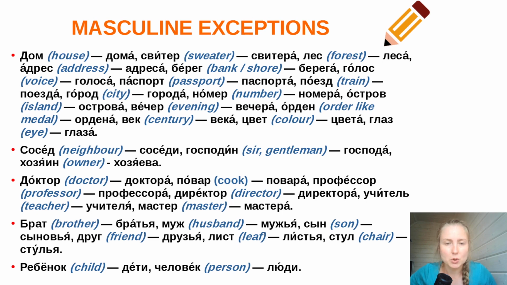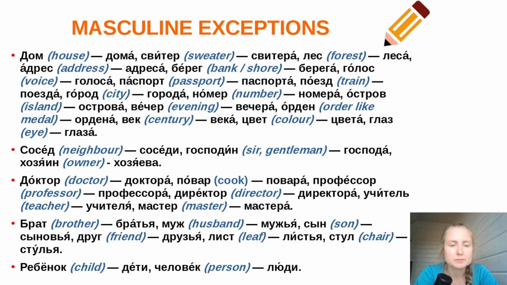Okay, the third group, it's the so-called some Russian professions. They are доктор, доктора, повар, повара, профессор, профессора, директор, директора, учитель, учителя, мастер, мастера. So here everywhere we write ending "а".